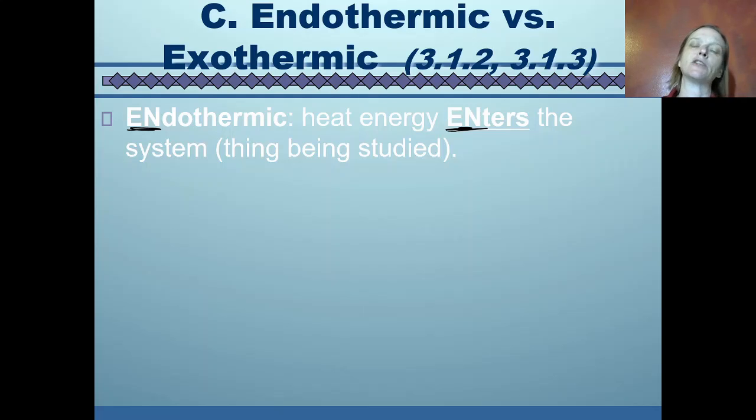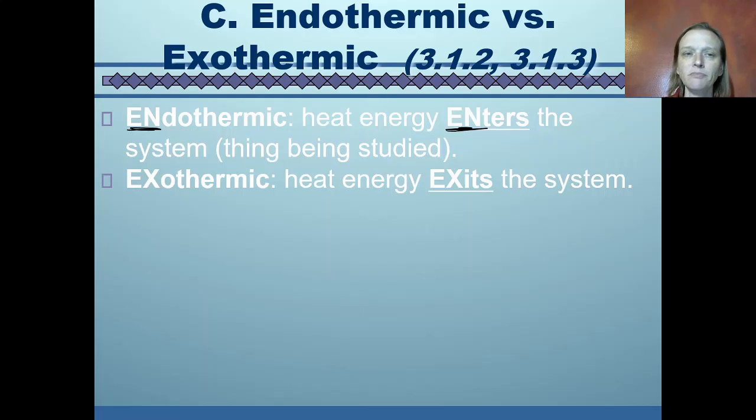And when I say system, I just mean the particular thing being studied. Whatever you're studying, heat is entering that thing, those chemicals. In an exothermic process, heat energy exits the system. Again, EX for exothermic and exits.